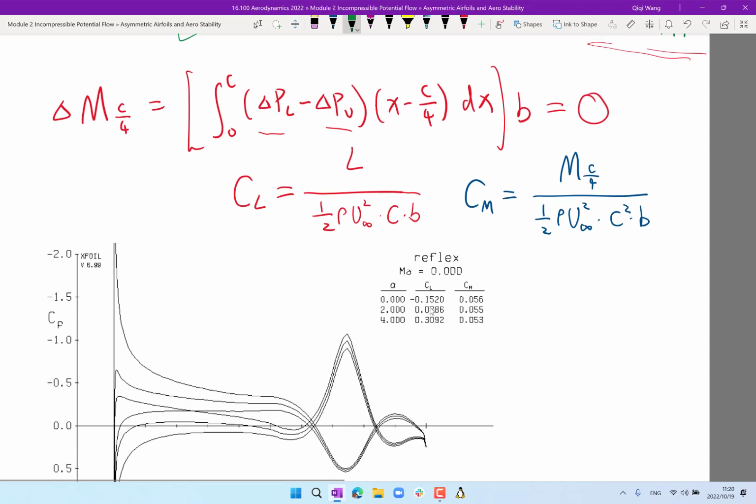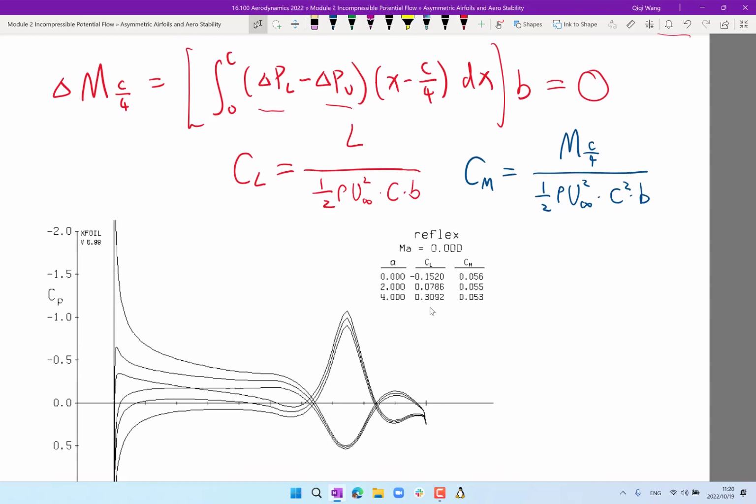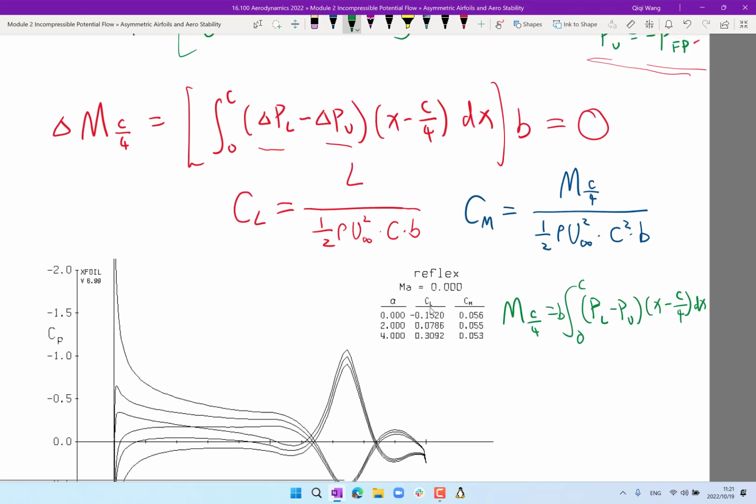So basically, what it is saying is that if the moment around the quarter chord is equal to the integration of pressure difference, PL minus PU, times X minus a quarter chord dx times B. Actually, let me make sure the sign is correct. So if PL minus PU times X minus that would be a nose down moment, right? That would be a nose down moment.